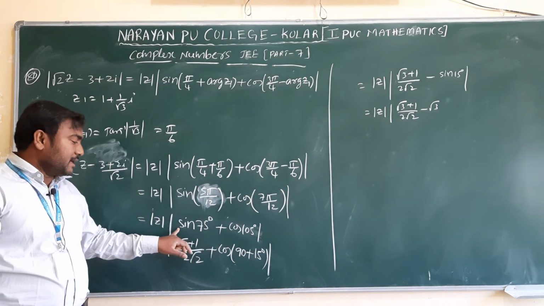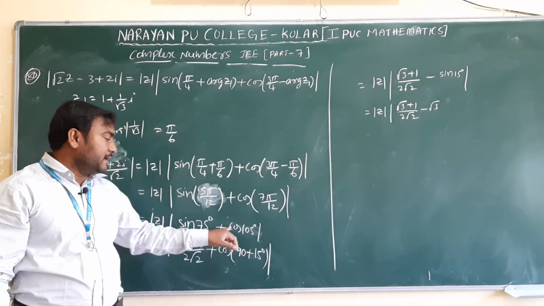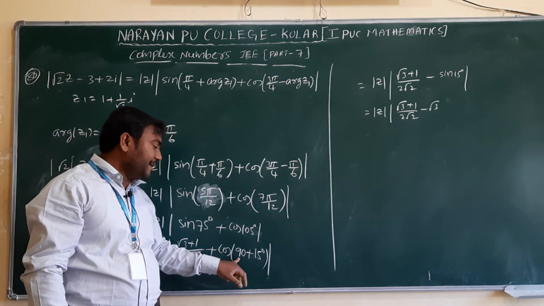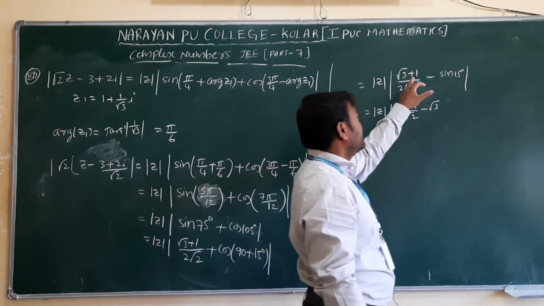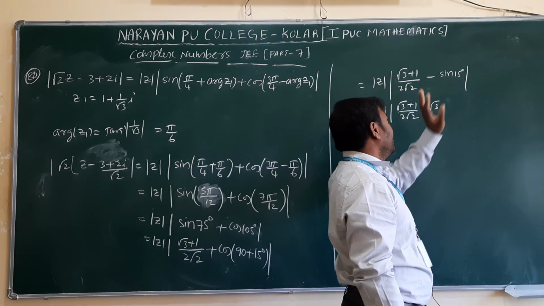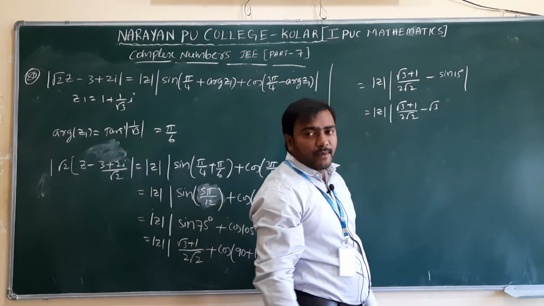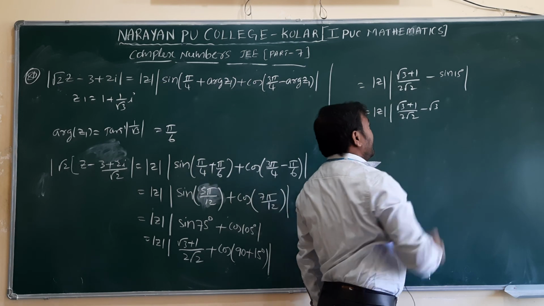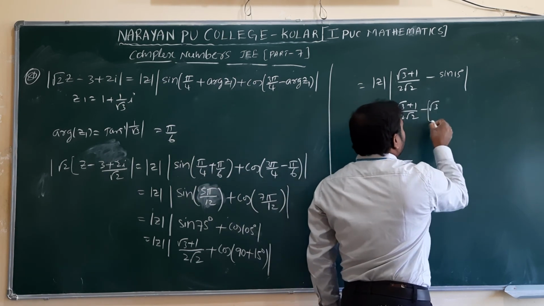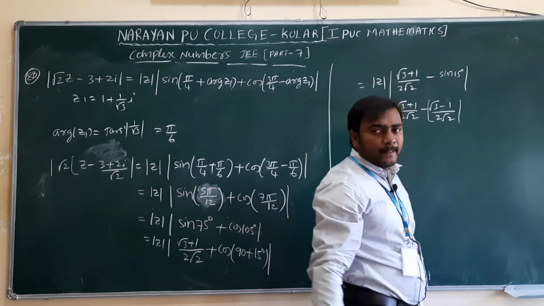Mod z, we know that sine 75 degree is square root of 3 plus 1 by 2 root 2, plus cos 105 degree can be written like this: cos of 90 plus 15 degree. Now here modulus of z is square root of 3 plus 1 by 2 root 2 minus sine 15 degree. Sine 15 degree value is root 3 minus 1 by 2 root 2.